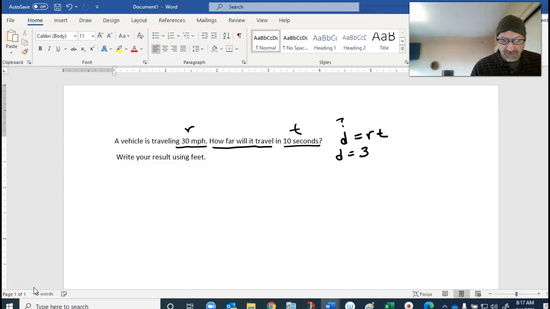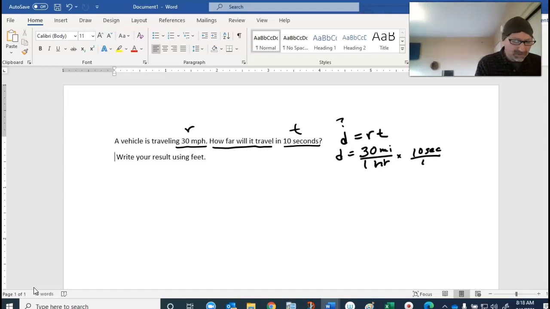However, formula, you need to make sure you're writing the units. 30 miles per hour looks like this, 30 miles per 1 hour. And time would be 10 seconds. I guess I'll just write 10 seconds. Now, the problem with this is hours does not reduce with seconds. So we need to either change hours to seconds or seconds to hours, and it doesn't matter which we do.